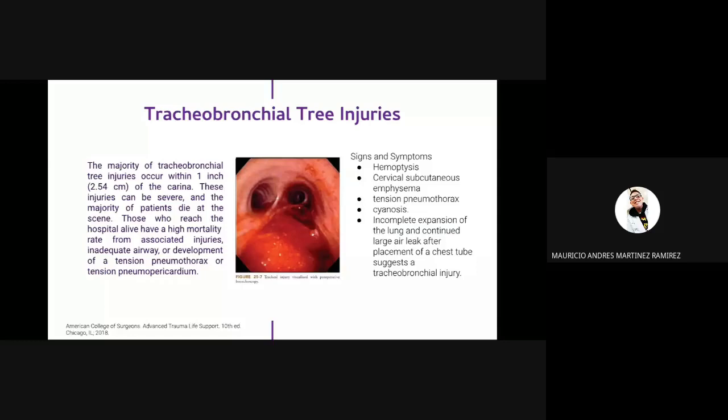Bronchoscopy confirms the diagnosis. If tracheobronchial injury is suspected, we must obtain immediate surgical consultation. Immediate treatment may require placement of a definitive airway.